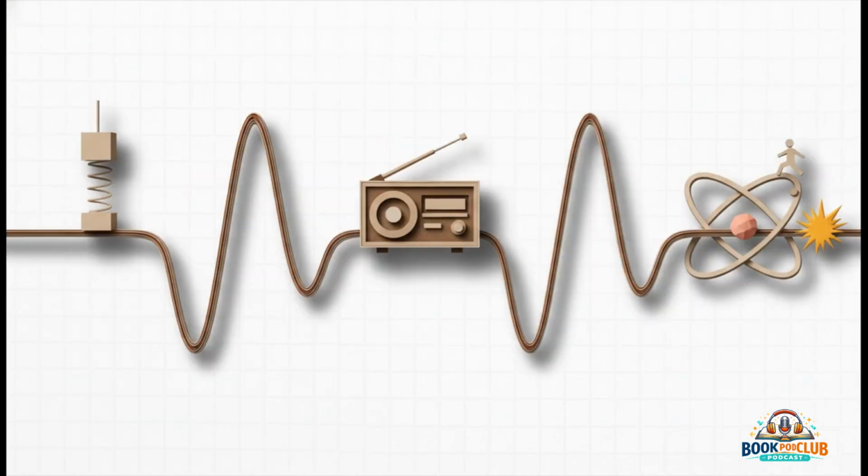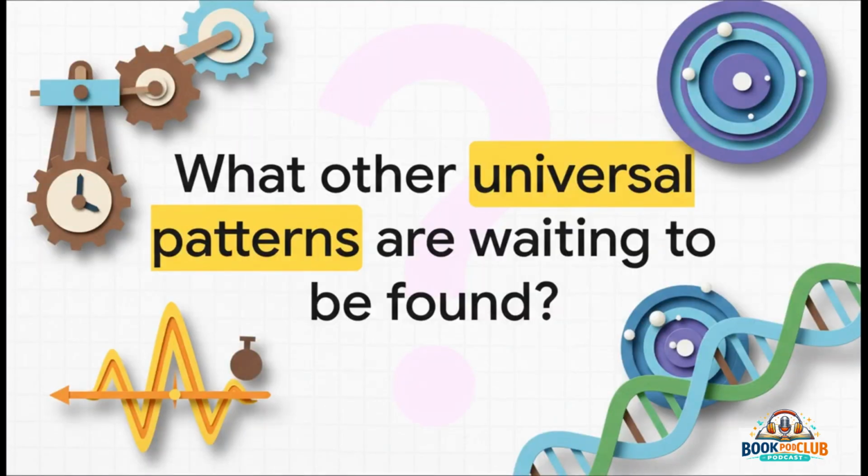So let's just pause for a second and appreciate this. The same simple math that describes a weight bobbing up and down also explains how a radio picks a station out of thin air. And it forms the very foundation for why atoms behave the way they do. It's truly one of the most powerful ideas in all of science. And that leaves us with one final big question. We started with a simple mechanical toy, and we ended up at the heart of quantum mechanics.